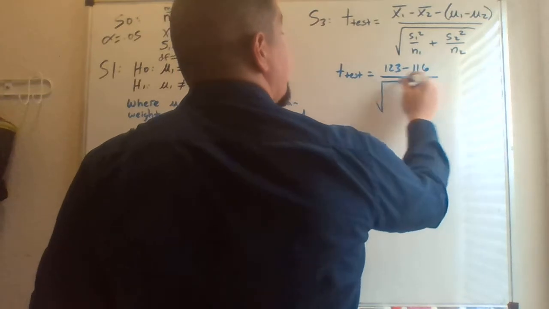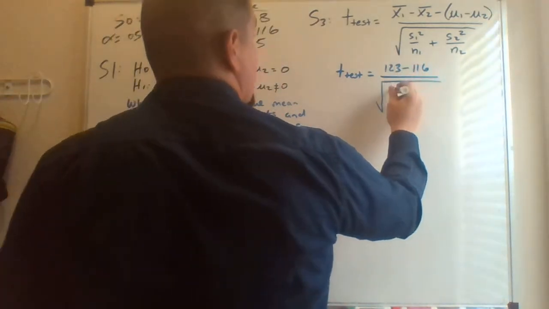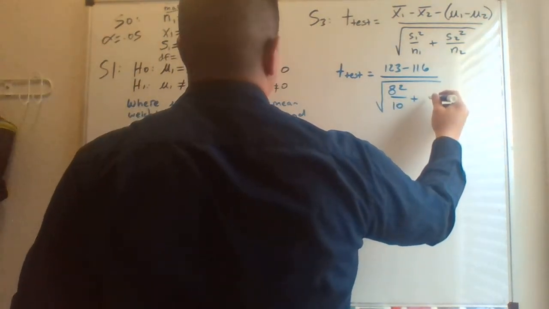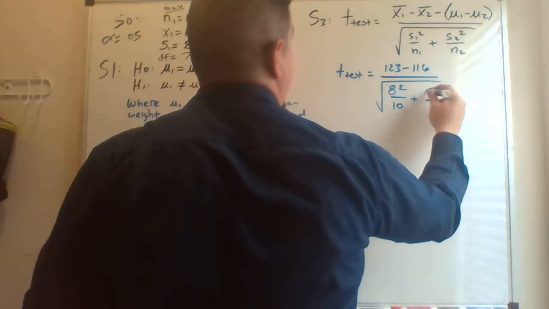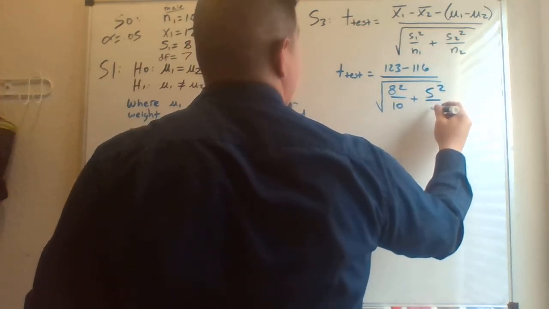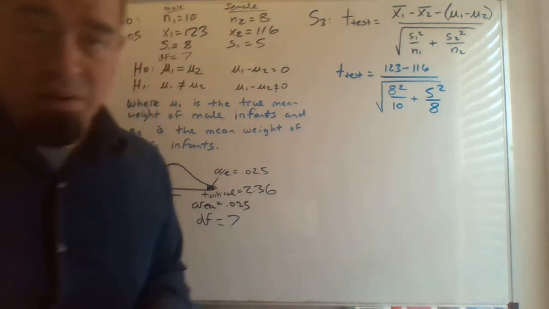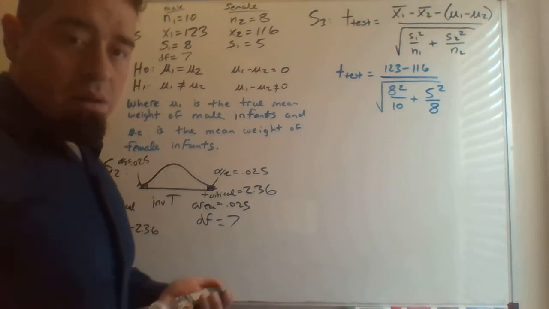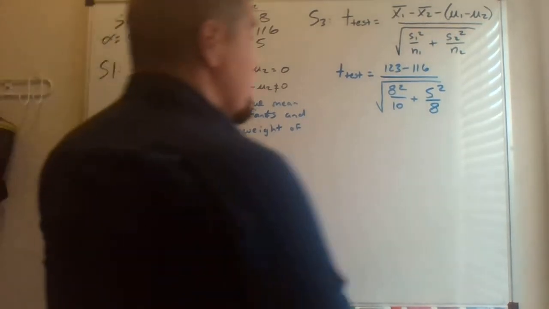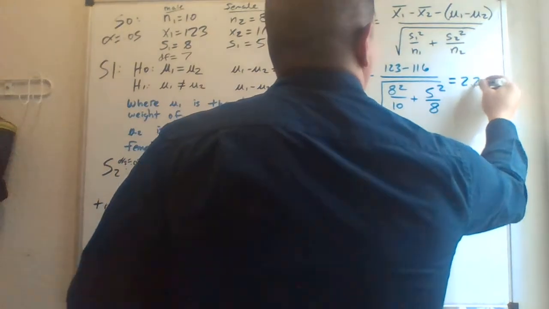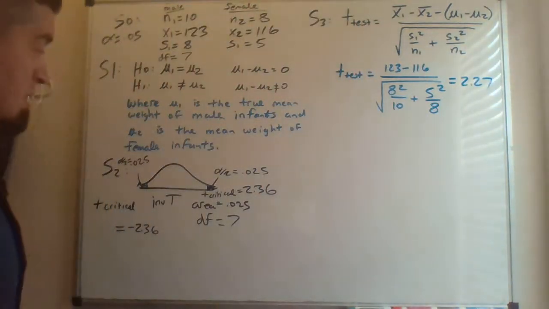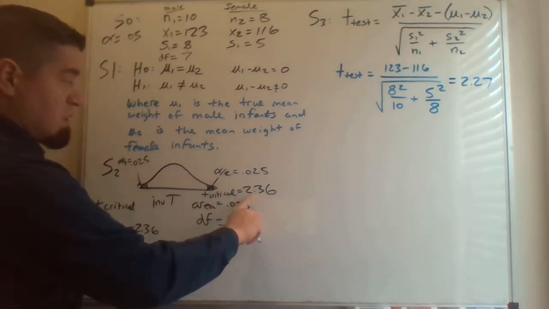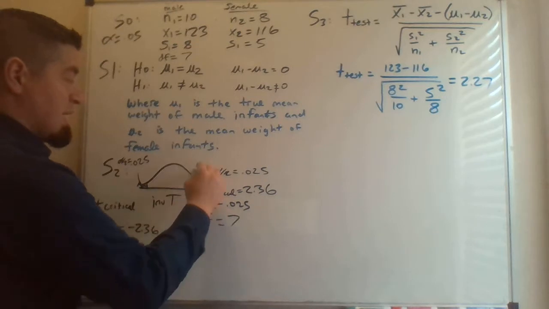So over the square root of s1 squared, which is 8 squared, over n1, which is 10, plus s2 squared, which is 5 squared, over n2, which is 8. Then you just input into the calculator and you'll find an answer. After inputting, I get 2.27. So then we can make a decision. I'm going to use my picture over here. The t critical is 2.36, 2.27 will be slightly inside.